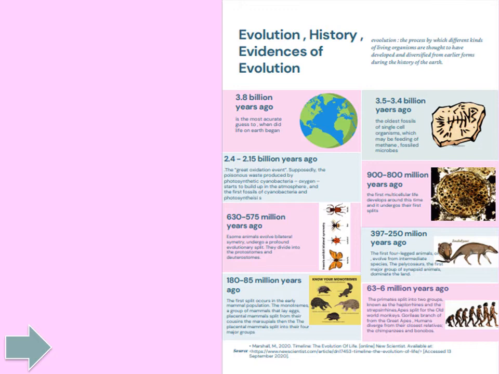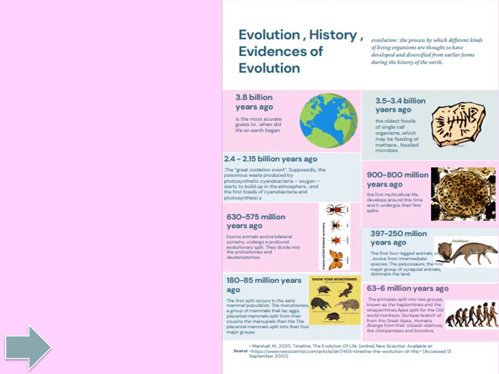Then, from 2.4 to 2.15 billion years ago, the Great Oxidation event happened. The Great Oxidation was an event where poisonous waste produced by photosynthetic cyanobacteria started to build up in the atmosphere. Also, the first fossil evidence of cyanobacteria and photosynthesis dates to this time. From 900 to 800 million years ago, the first multicellular life developed around this time, and it underwent its first splits. After that, 630 to 575 million years ago, some animals developed bilateral symmetry.